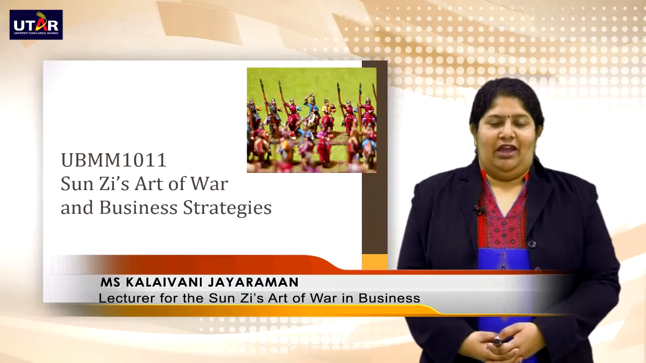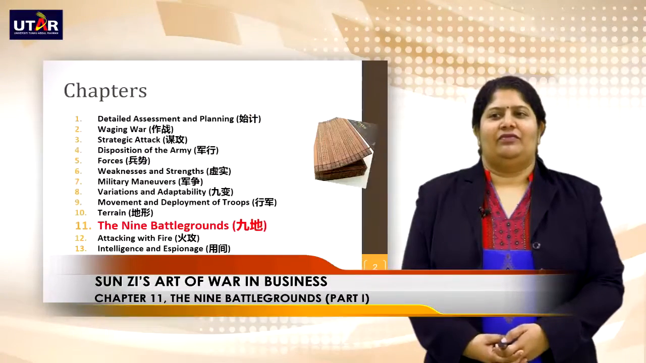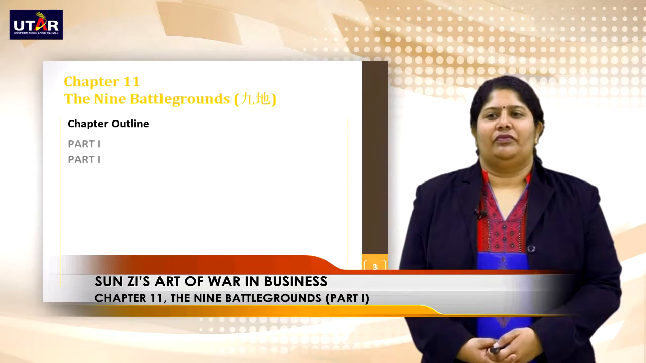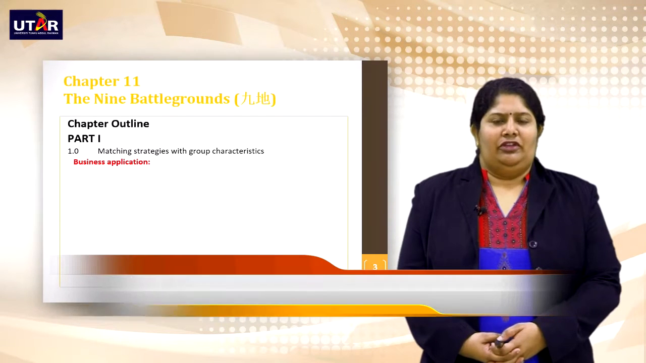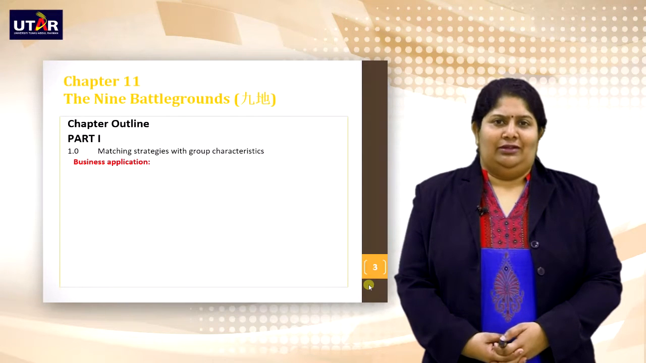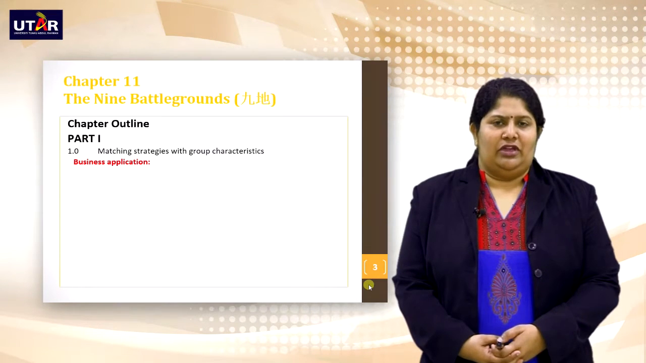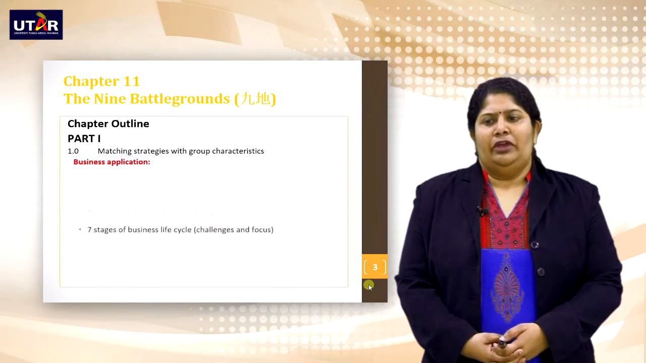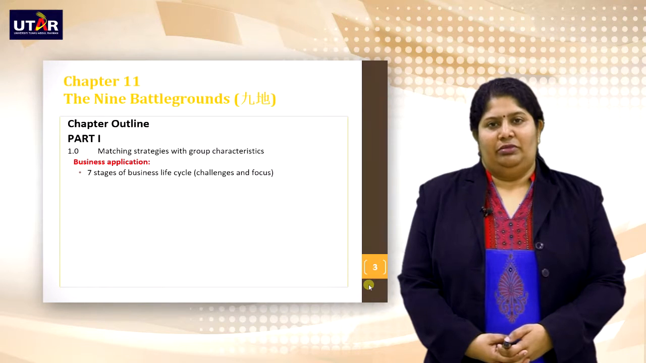Today I will be explaining Chapter 11, Sun Tzu's Art of War, that is the Nine Battlegrounds. Let's look at the chapter outline. In part 1, we'll be looking into matching strategies with ground characteristics. Here we will be looking into how the general matches the ground with the characteristics. Then we'll be looking into the business application, that will be the 7 stages of the life cycle of business.